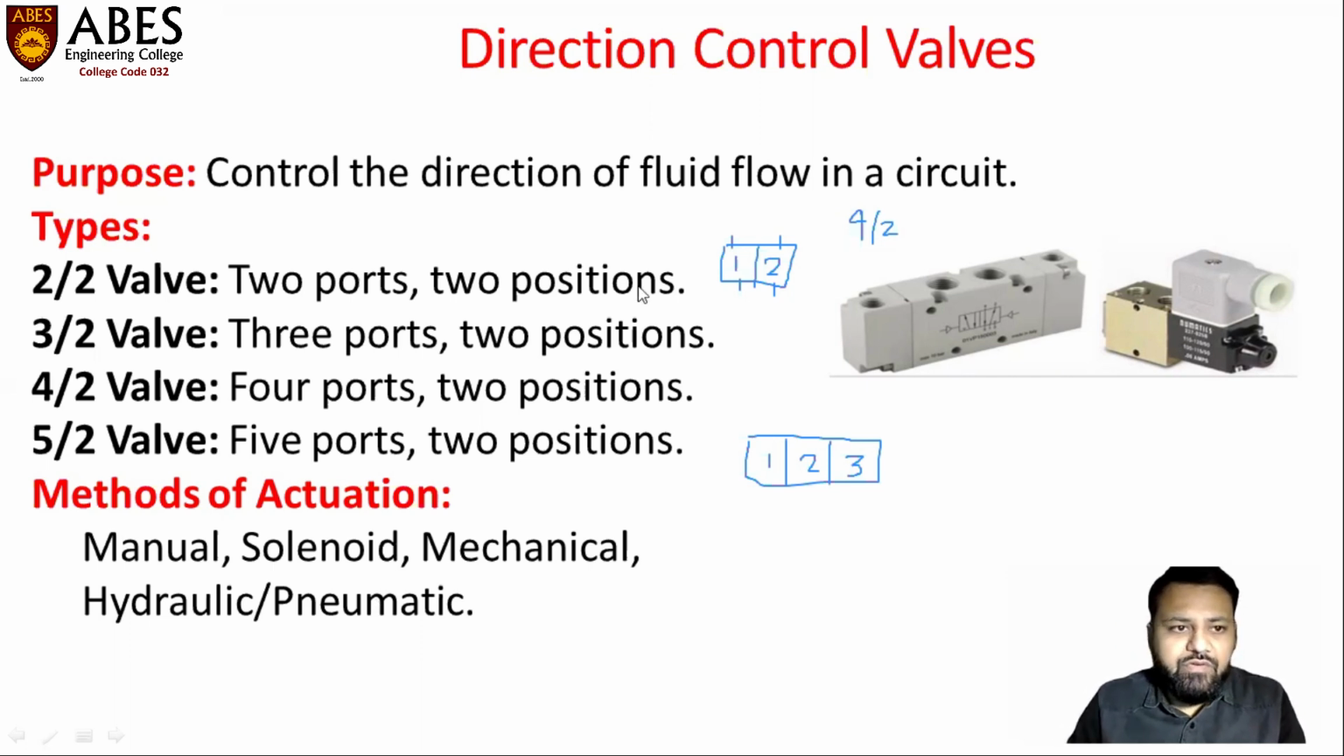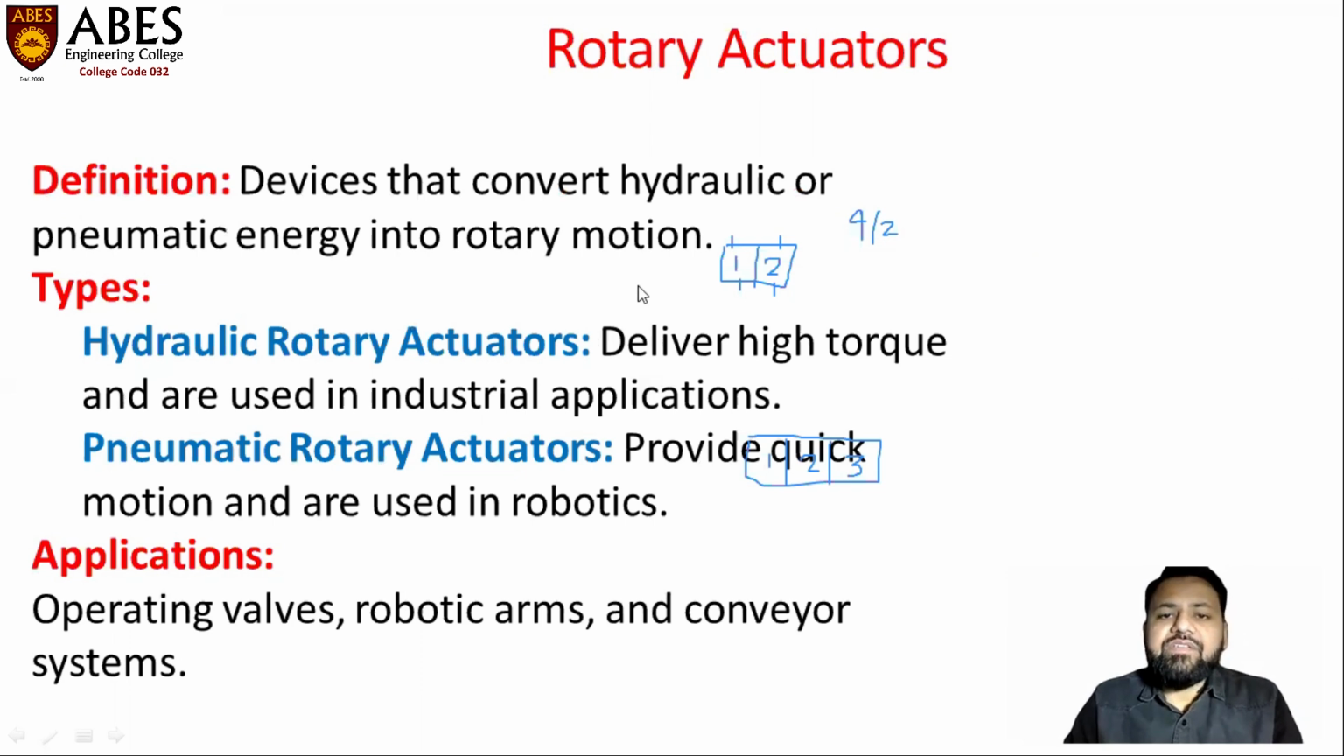Then moving forward, we have some rotatory actuators. When we require some rotatory motion, we will use this kind of actuator. The definition is that these devices can convert hydraulic or pneumatic energy into a particular rotatory motion when we require it, which can be needed in many applications.